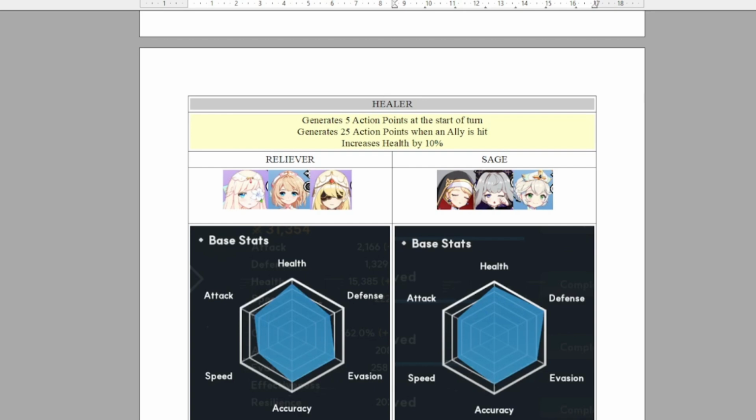And finally, we have the healer. The healer generates 5 action points at the start of turn, generates 25 action points when an ally is hit, and increases health by 10%. So there is the subtype of Reliever and the subtype of Sage. Relievers are basically units who are mostly focused on healing. That's the main selling point.